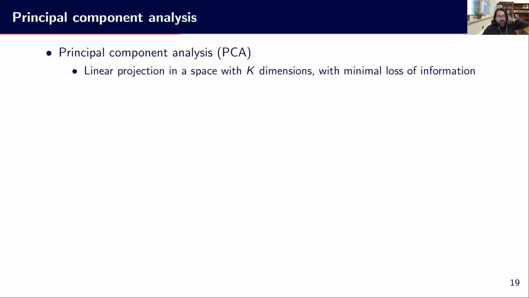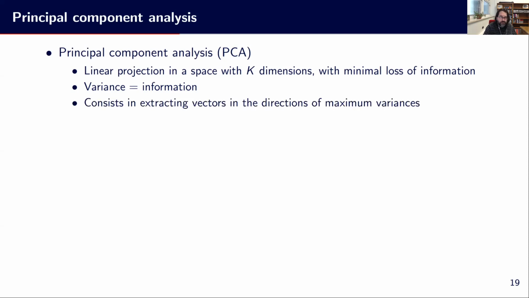Principal component analysis, which we often call PCA, is a linear projection into a space with K dimensions while trying to minimize the loss of information in that linear projection. The point here is that we assume that the variance represents the information. Of course, noise seems to have a lot of information, but that's another point. If we don't have any variance in some data, if it's a constant, there is no information. So I would say noise is not useful, but still is an element of information.